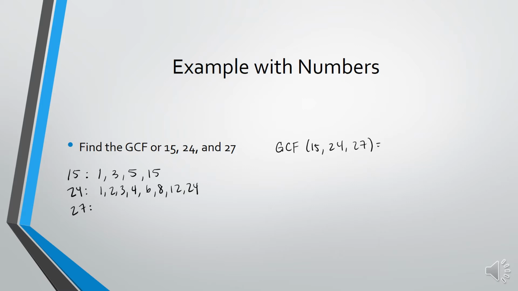And then for 27, all the factors of 27 are 1, 3, 9, and 27. Now that I've listed out all of the factors, I want to know what's the largest number that appeared in every one of these rows. So I think that value is 3. So my greatest common factor here would be 3.